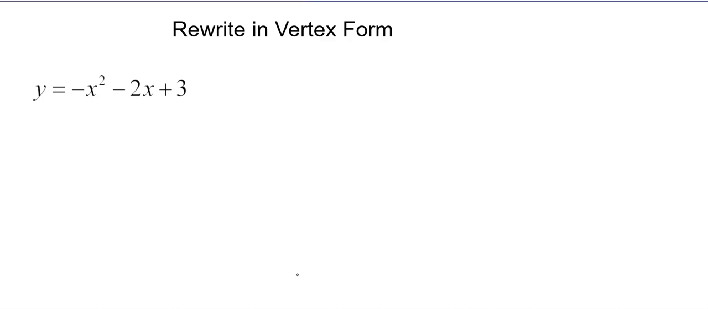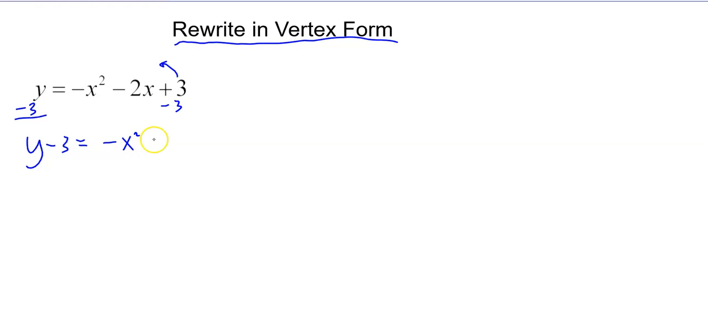Oh, this one is a little twist on the problem. It says rewrite in vertex form. So this is just a slightly different version of completing the square. Some of the steps are exactly the same. So the first step, move the constant over. You're going to do that first. So I'm going to subtract 3 from both sides. So I get y minus 3 equals -x squared minus 2x.